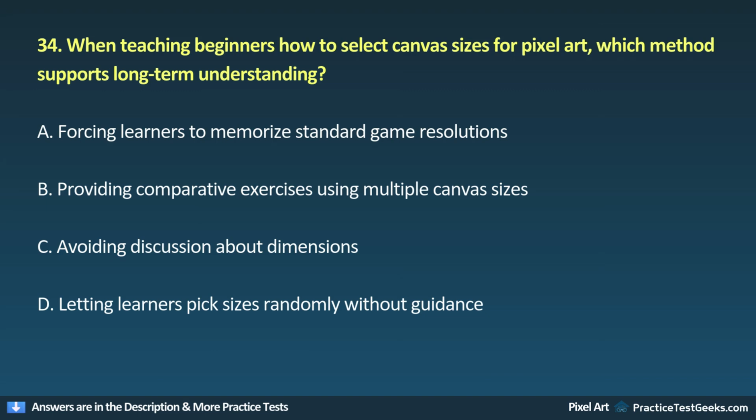34. When teaching beginners how to select canvas sizes for pixel art, which method supports long-term understanding? A. Forcing learners to memorize standard game resolutions. B. Providing comparative exercises using multiple canvas sizes. C. Avoiding discussion about dimensions. D. Letting learners pick sizes randomly without guidance.